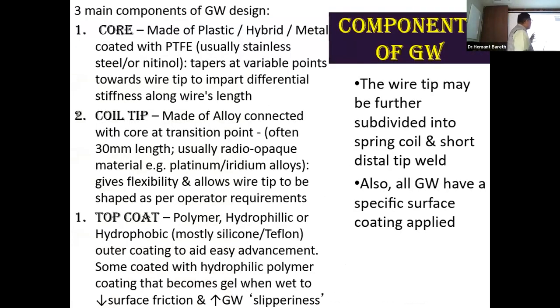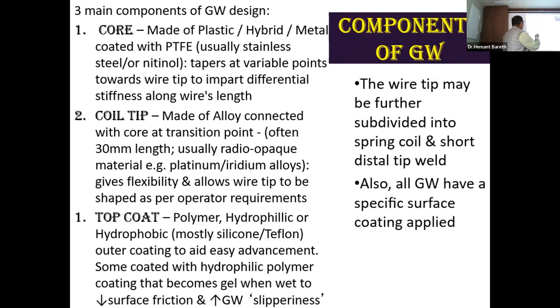Okay. Now coming to the components of the guide wire, as I already told you, there are basically three components. One is the core. This is, let us say, the core. And the other is the coil tip, which is from here. And then the third thing is the top coat, which coats everything.